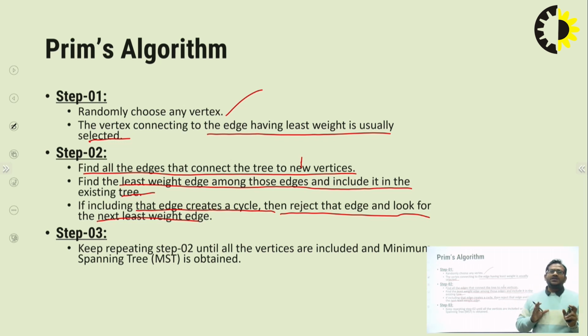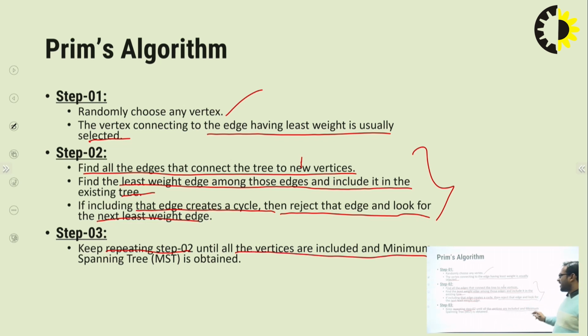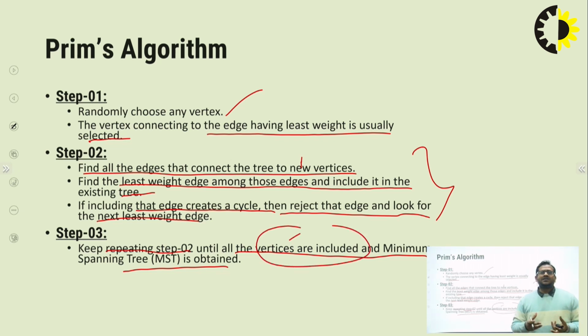But in a graph, a cycle can already exist in the particular graph. And the last step is to keep repeating step 2. These steps repeat until all the vertices are included and the minimum spanning tree is obtained. So the second step is continuously repeated. Every time I select edges one by one, until all the vertices are covered. All the vertices are included, as you can see here. When all the vertices are covered and the tree is maintained with no cycle, that tree is called a minimum spanning tree.